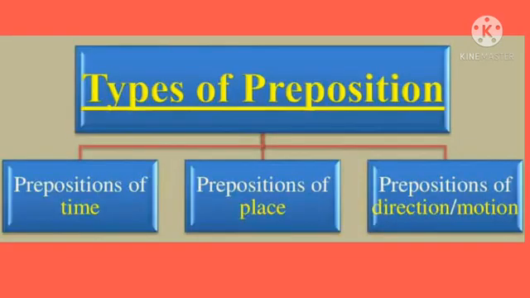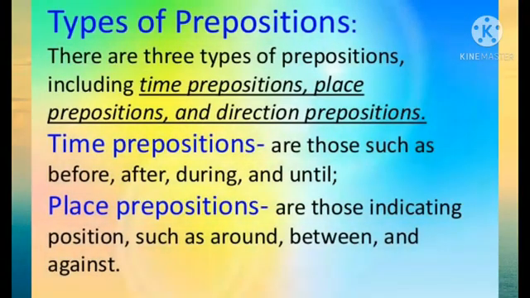There are different kinds of preposition, out of which three prepositions play a big role. Prepositions of time, prepositions of place, prepositions of direction or motion. So what are the three different types of preposition, children? Prepositions of time, prepositions of place and prepositions of direction. Let's discuss a little bit more about these types of prepositions.